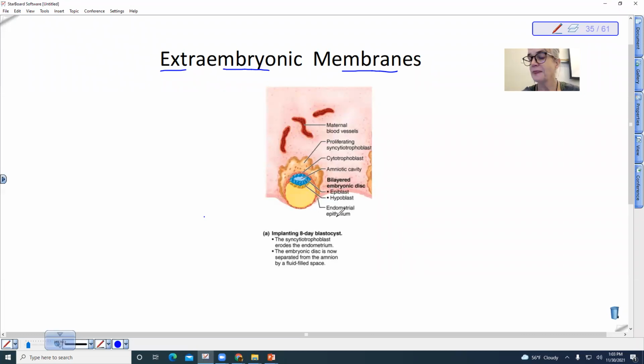So we have the embryonic disc, we have the epiblast, and you'll notice that this is blue, and this is going to form part of the amnion, or it's actually going to form the amnion. So the amnion is the amniotic membrane that encloses the developing embryo in an aquatic environment.